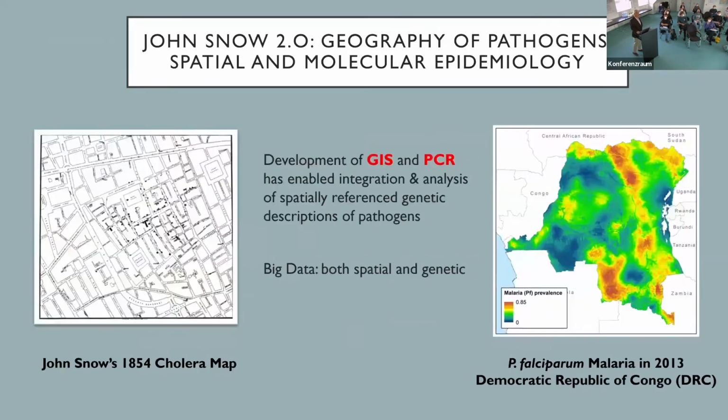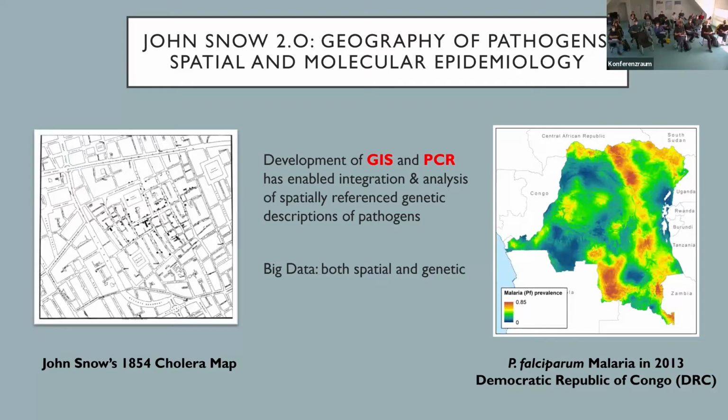So I said we live in a spatial big data era. We've gone further than John Snow's map that we heard about yesterday as well. We've come a long way with all these spatial technologies, but we've also come a long way with genetic and biomarker technology, things like PCR, to characterize the genetics. It's enabled the integration and analysis of spatially referenced geographic descriptions of pathogens. And so we're in a big spatial data and a big genetic data era.